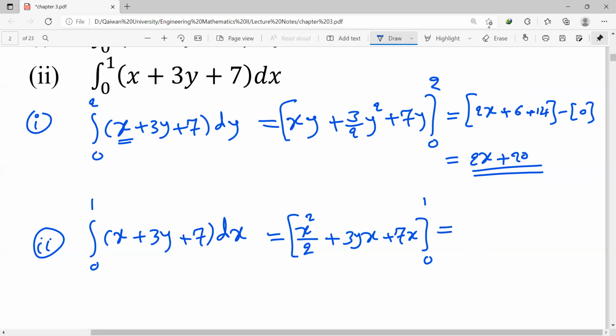If we replace x by 1, we get 1 over 2, because 1 squared is 1, plus 3yx, x is 1, so you get only 3y, plus 7. And if you replace x by 0, all terms become 0, and you get 0, minus 0. And it equals a half plus 7, which is 15 over 2. Yeah, it is 3y plus 15 over 2. This is the result of that integration.